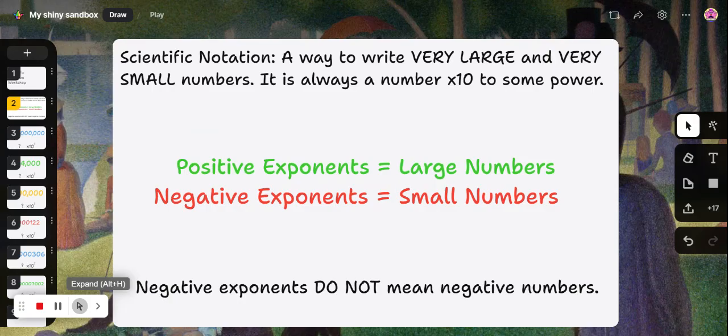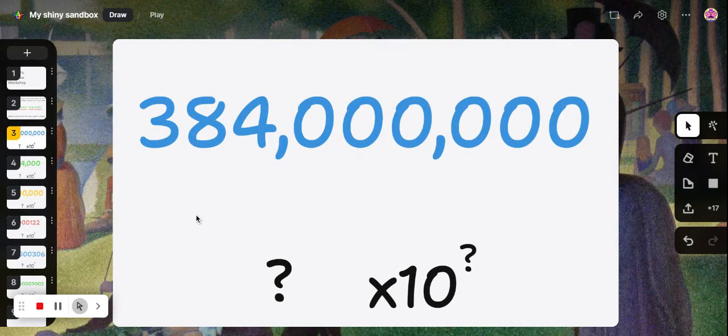Positive exponents, so positive powers of 10, represent large numbers. Negative powers of 10 represent small numbers. And an important note, negative exponents do not mean negative numbers, okay? Negative exponents will be a very small decimal, but it's still a positive number. It's a number between 0 and 1. It's a number less than 1 whole, but it is not negative, okay? All right, so let's get started.